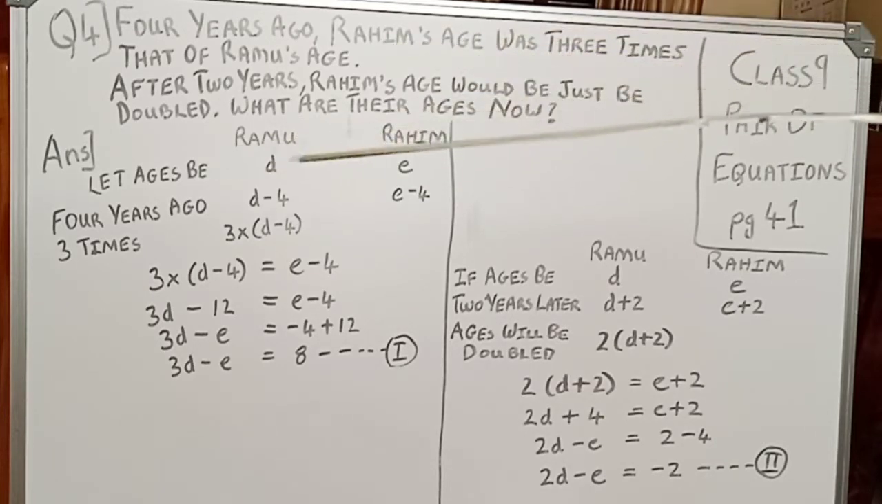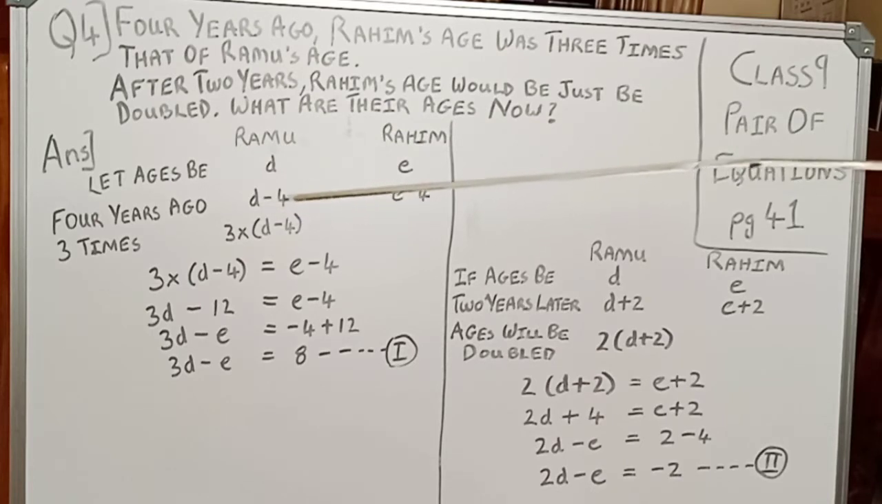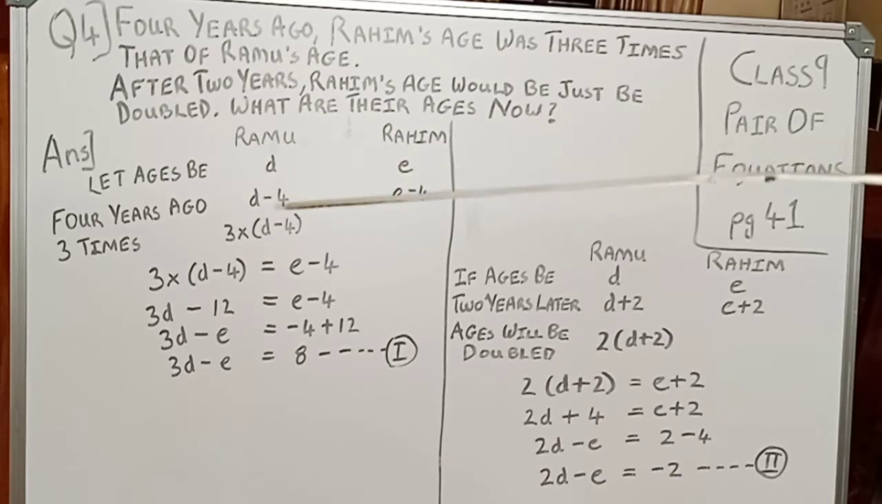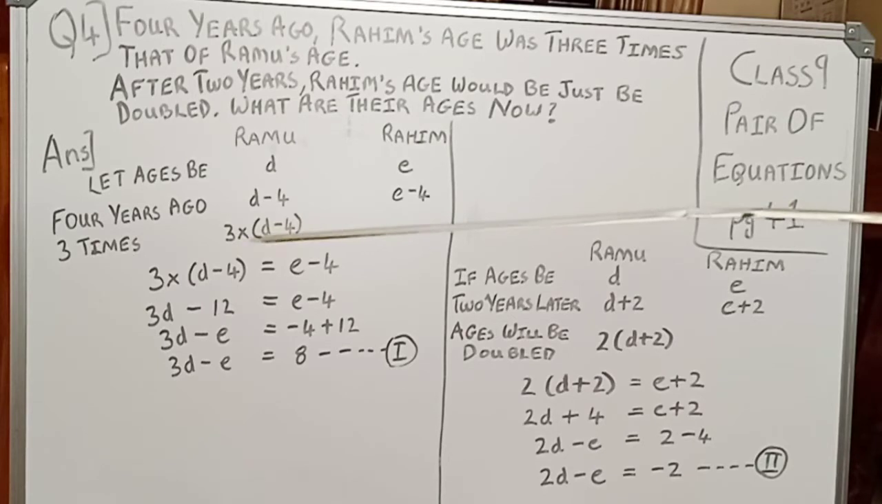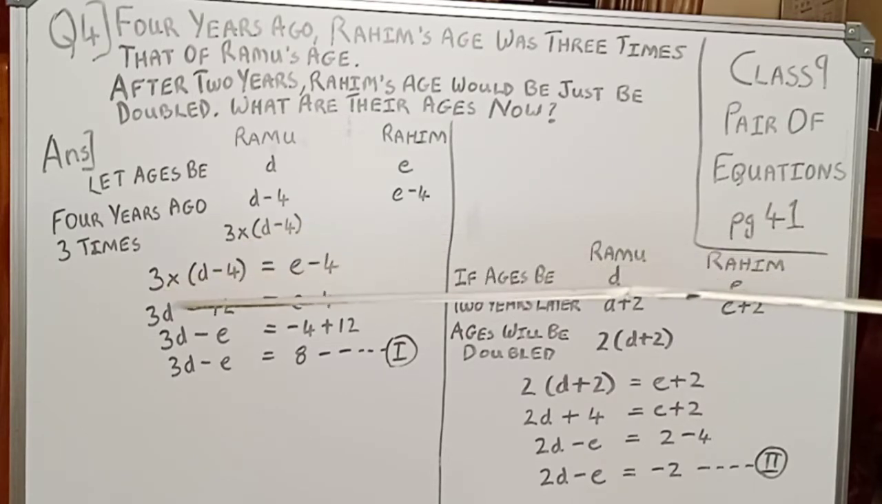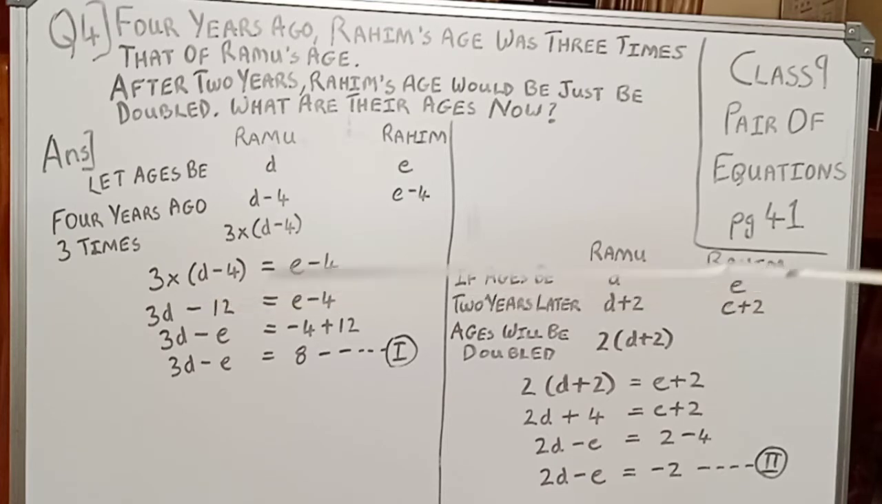So Ramu's age was 3 times. That means this age D minus 4 is 3 times, so 3 into D minus 4. That is how we got this equation: 3 into D minus 4, and this is Rahim's age we have to put over here, equal to E minus 4. 3 into D minus 4 we got from here, E minus 4 we got from here.